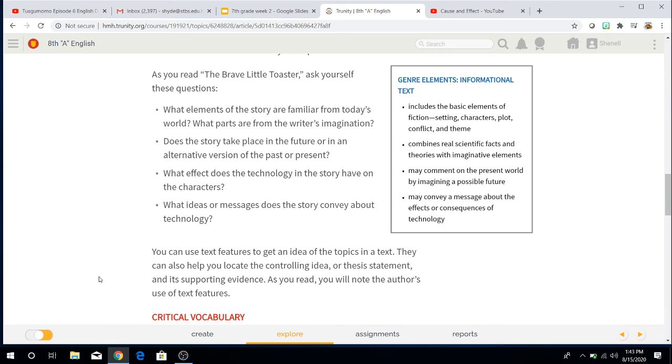You can use text features to get an idea of the topics in a text. They can also help you locate the controlling idea or thesis statement and its supporting evidence. As you read, you will note the author's use of text features.